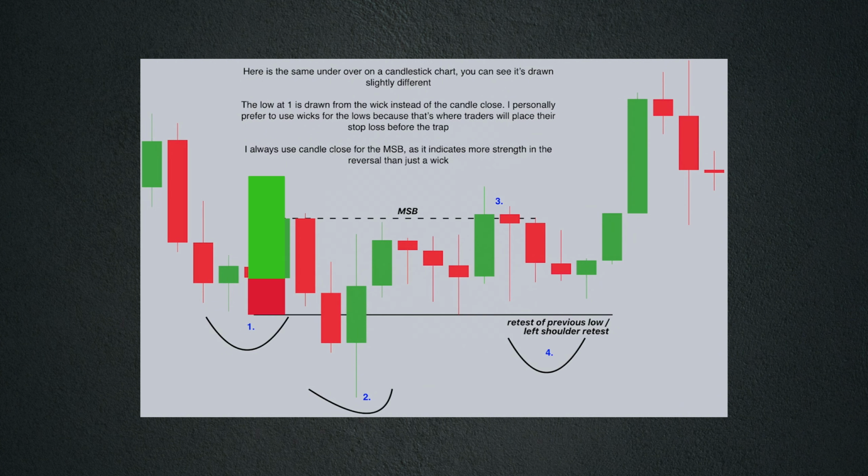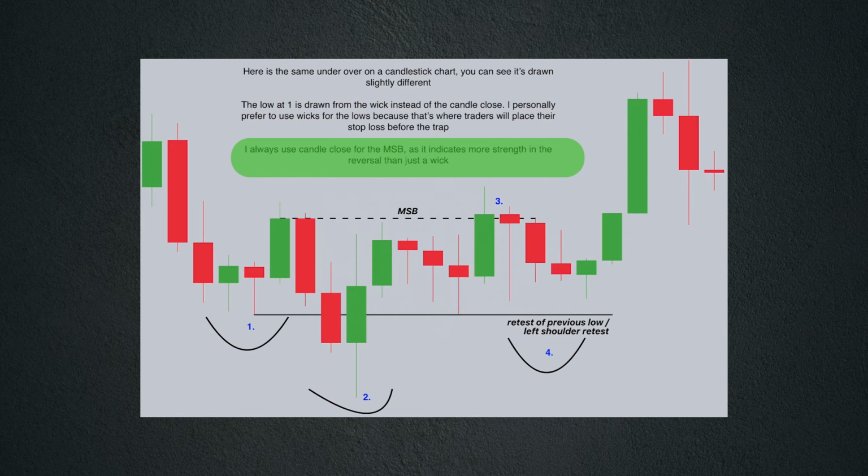Stop losses don't typically get placed at candle bodies. They typically get placed below candle lows. So I always use the wick for the lows, and the highs in the inverse, but always use the candle closes for the market structure break because this indicates more strength and reversal than just a wick. You understand that from the previous lesson on market structure, on why the swing high must get broken. So very simple: candle bodies for market structure break, candle wicks for your lows and your highs that create the shoulder, head, shoulder or the over, under completed pattern.